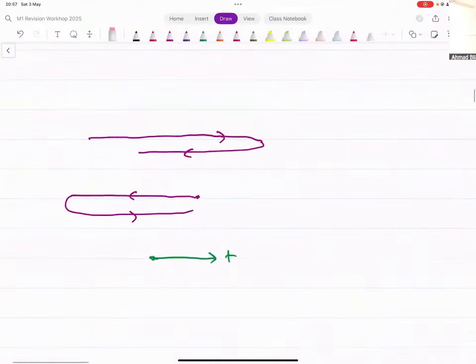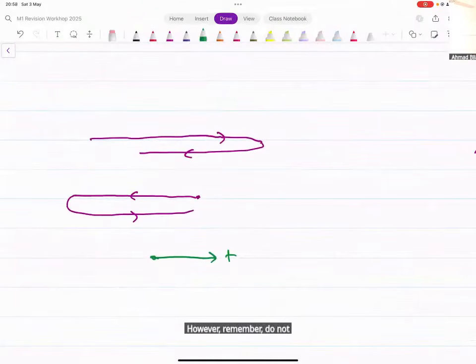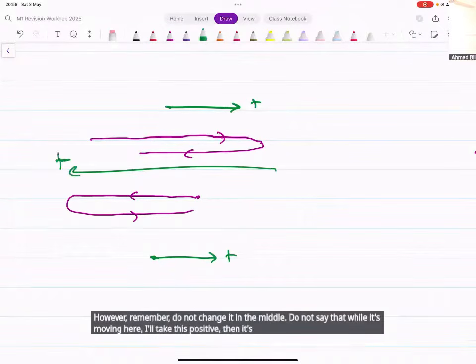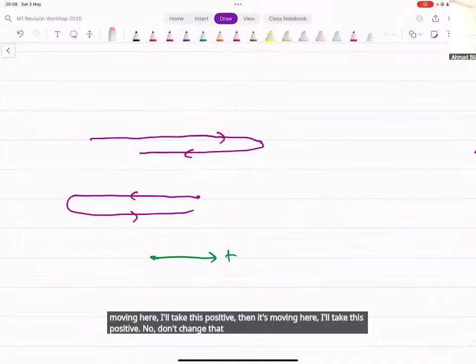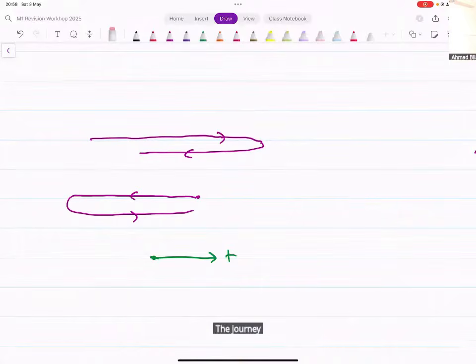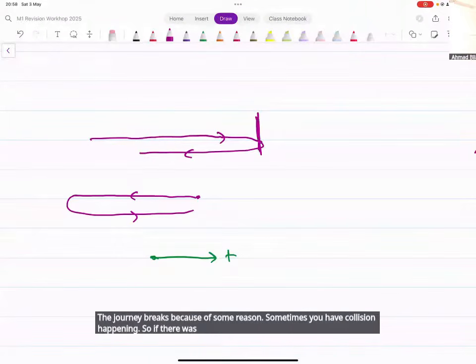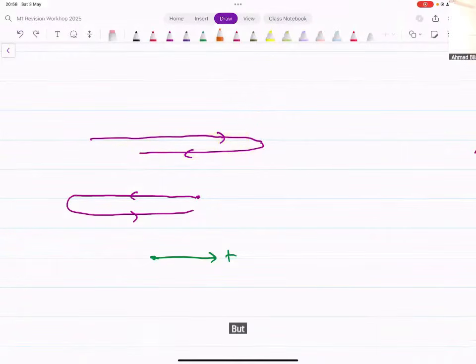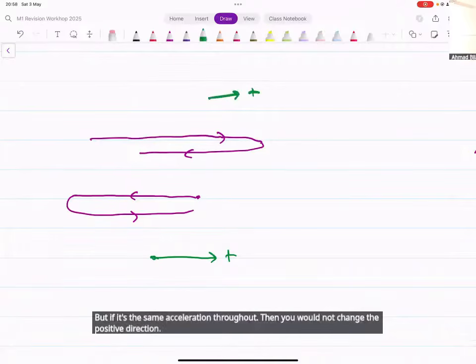However, remember, do not change it in the middle. Do not say that while it's moving here, I'll take this positive, then while it's moving here, I'll take this positive. No, don't change that. Unless, of course, the journey breaks because of some reason. Sometimes you have a collision happening. If there was a collision at this point, then these are two separate journeys. This is separate and this is separate. In that case, you can take different directions as positive. But if it's the same acceleration throughout, then you would not change the positive direction. You would keep one direction positive and keep that the same throughout the journey.